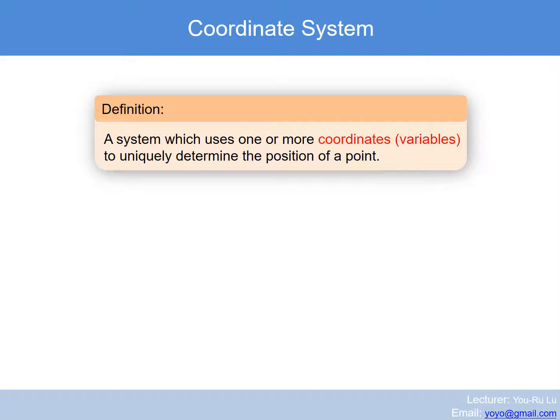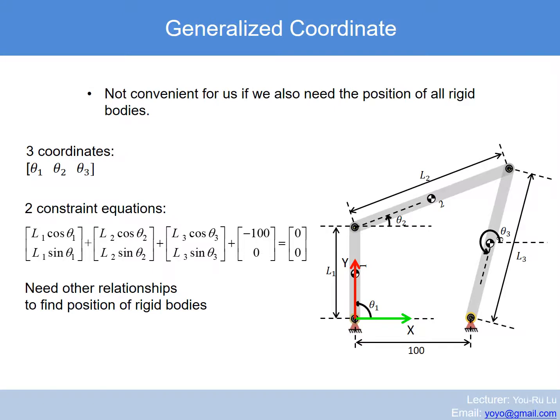There are basically two types of coordinate system we use a lot in analyzing a mechanism. The first one is the generalized coordinate, which you may have already been familiar with. It consists of three coordinates, which are theta 1, 2, and 3. And also, since the system is a single degree of freedom system, we will need two constraint equations. But for generalized coordinates, we need other relationship to find positions of all rigid bodies. Therefore, it is not very convenient for us to design a general-purpose computer program.